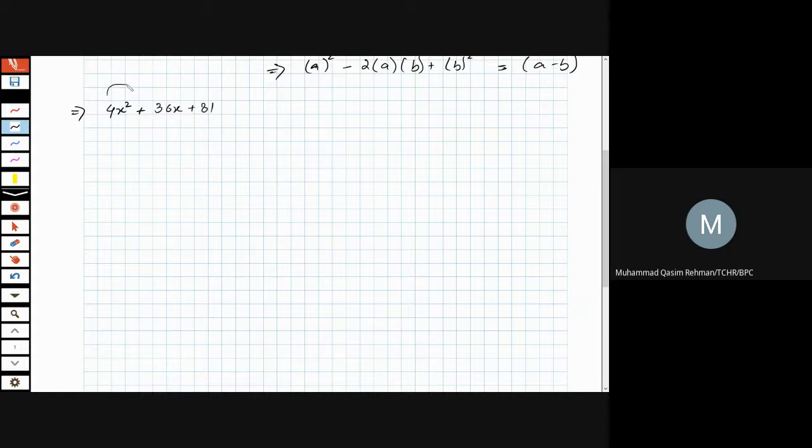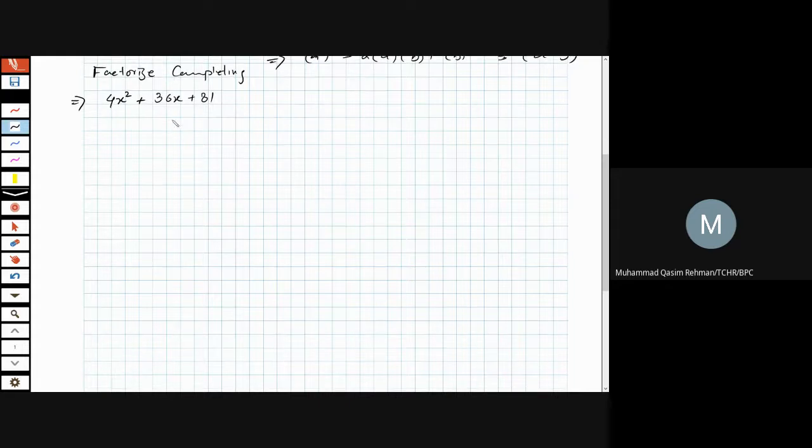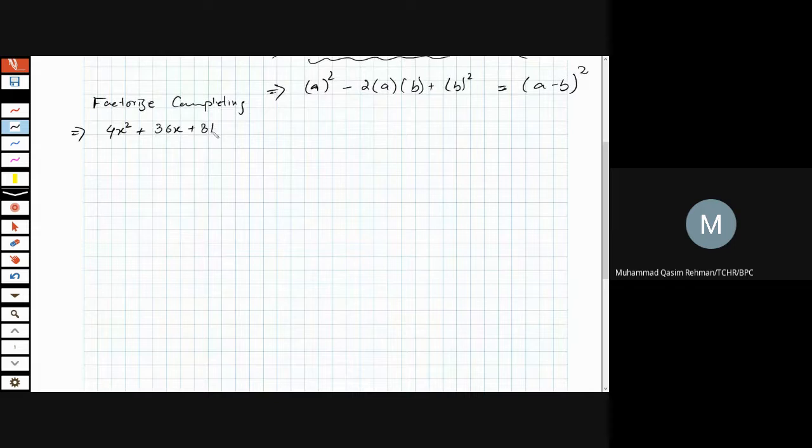Okay, now this is a quadratic expression, which definitely you can always factorize by using the middle term breaking method, but this is not what we are dealing with for now. Just imagine the examiner is asking you to factorize this by using the completing square method. I'll be teaching you two things over here, completing square method and factorization simultaneously. So basically, I will be factorizing by using the completing square method.